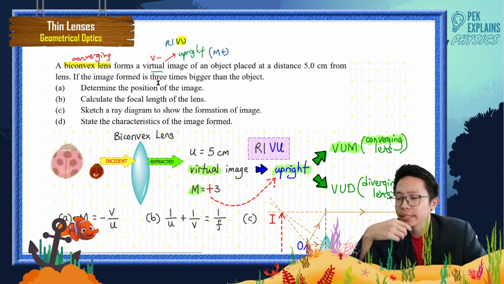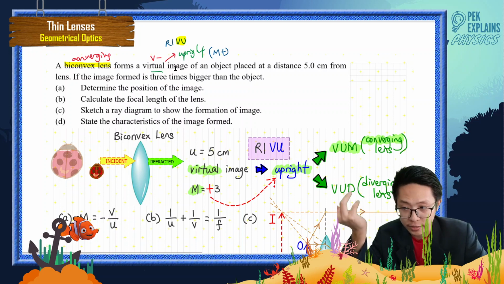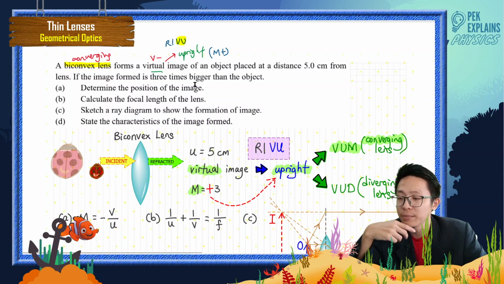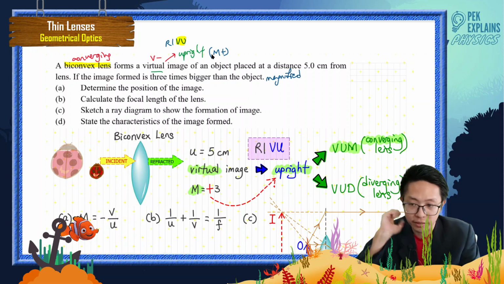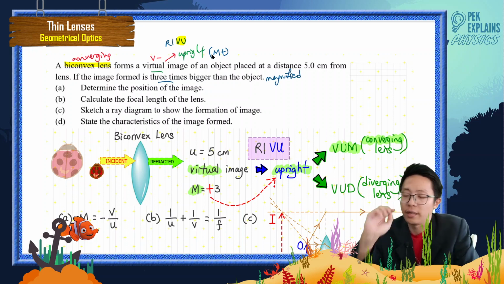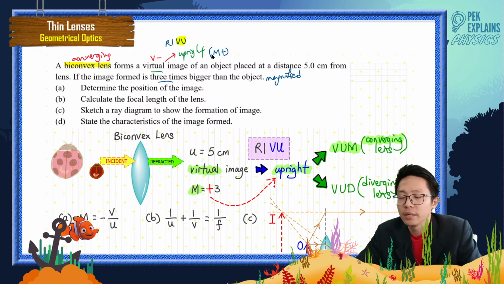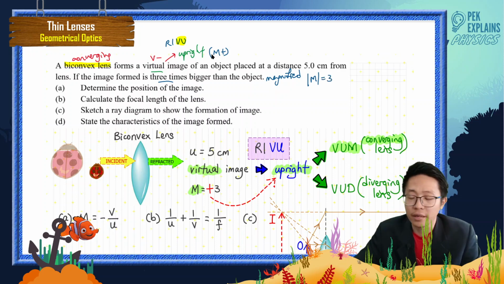And he said the image formed is 3 times bigger. Oh, this is about the magnification. The image is 3 times bigger than the object. So this is magnified. Understand or not? Magnified, 3 times bigger. That means the value of magnification is 3. And is it positive or negative 3?